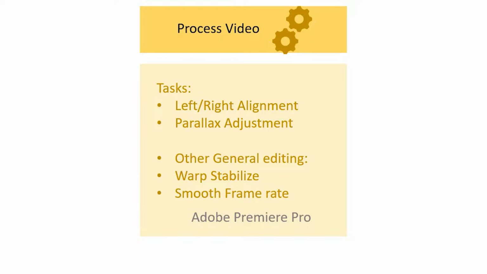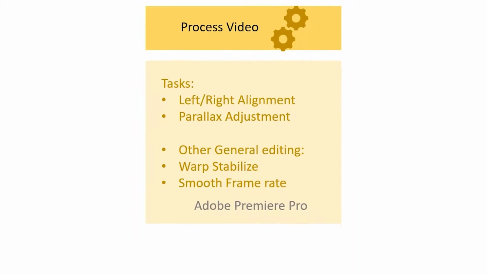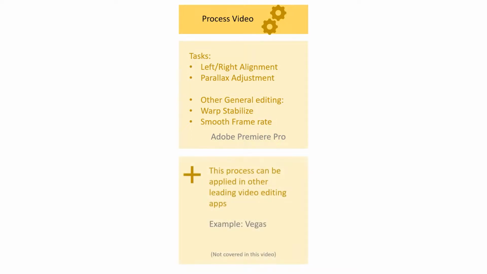Now, you may want to do all sorts of other things in your video, like change the color, change the positioning, zoom in, zoom out, whatever else you want to do, you can still do those. The principle for those will be quite similar. The other thing that's worth pointing out is that this process can be applied to other leading video editing apps as well. You don't have to do this in Adobe Premiere Pro. You can, for example, do this in Vegas as well. I deliberately chose to show you a generic method so that you can apply this to any of the leading video apps that are out there.